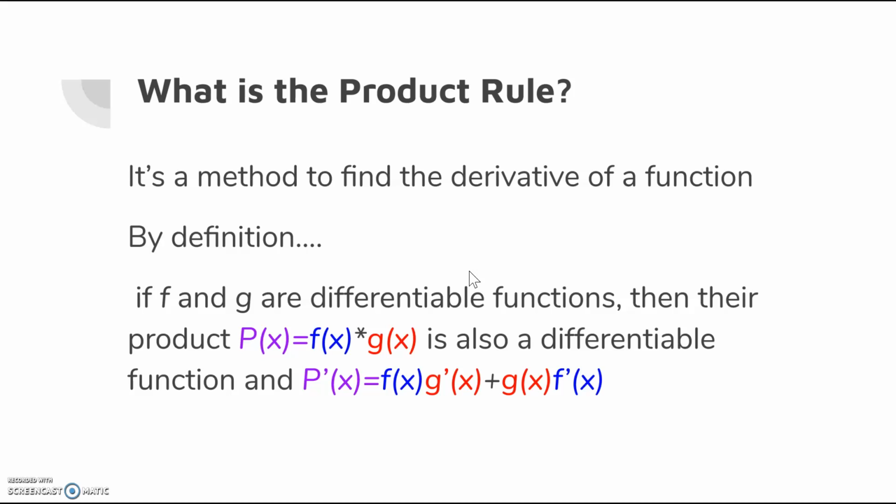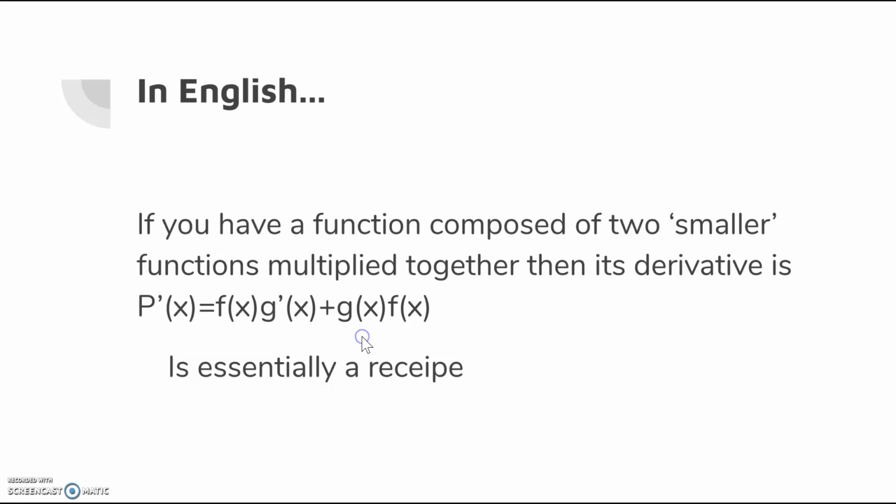Using the definition given in our textbook, if f and g are both differentiable functions, then their product, p of x, equals f of x times g of x, is also a differentiable function, and the derivative of p of x equals f of x times the derivative of g of x plus g of x times the derivative of f of x.